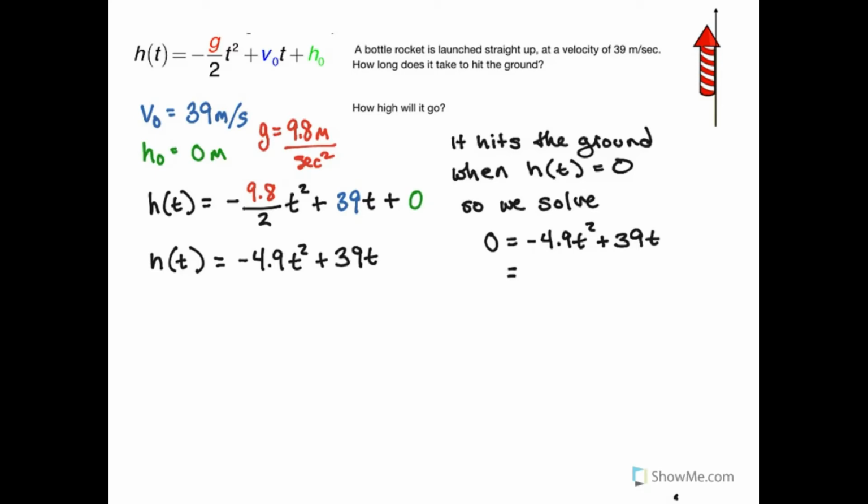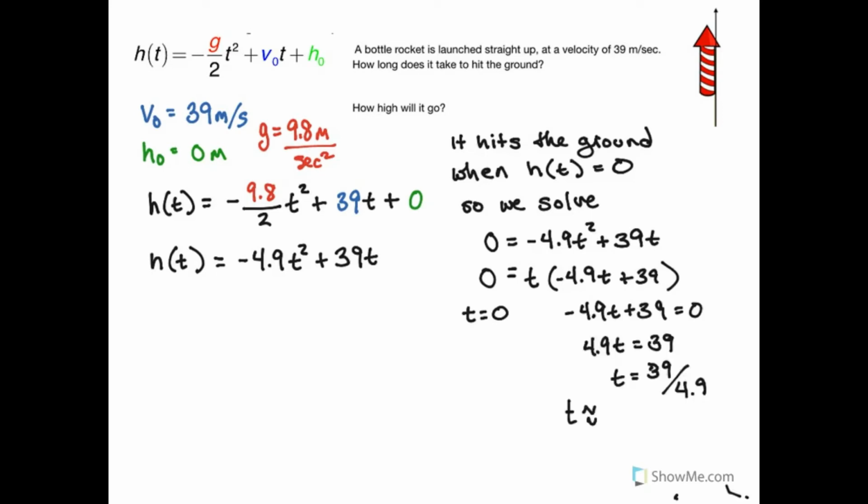Now you might notice that we can factor a t out. And so I get t times negative 4.9t plus 39, and that's equal to 0. Now that gives me two solutions. One is t equals 0 because the rocket began on the ground. The other is negative 4.9t plus 39 equals 0.